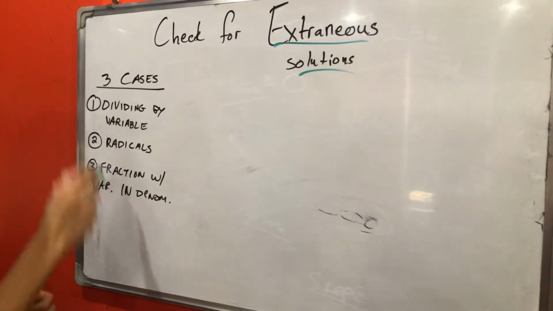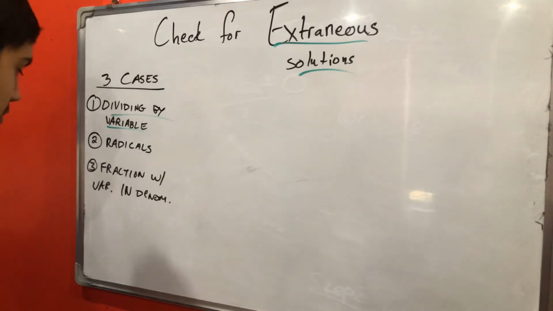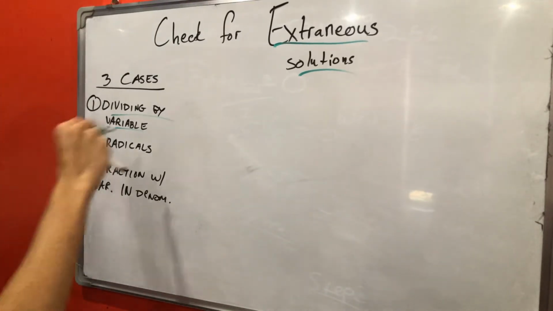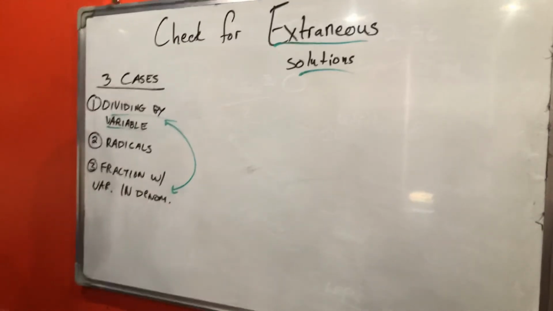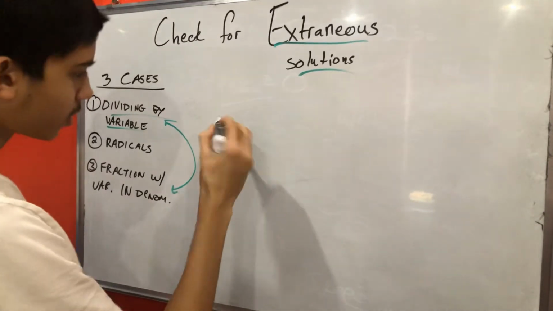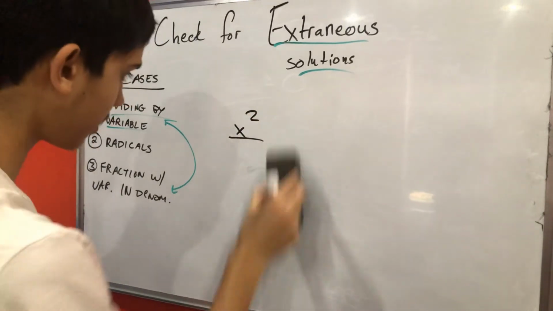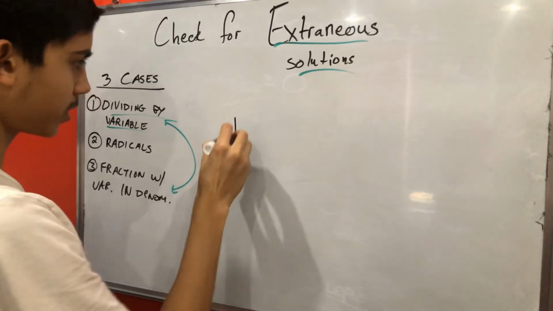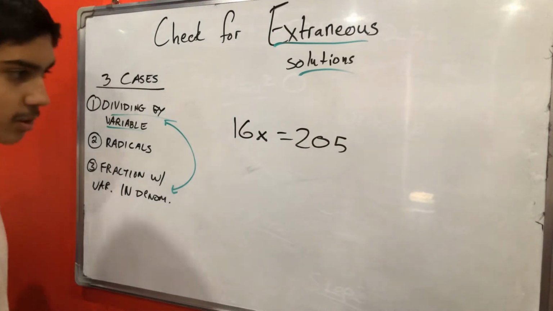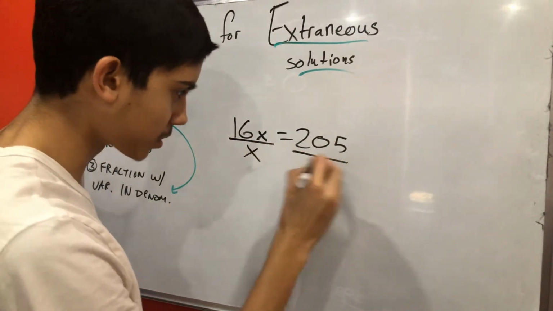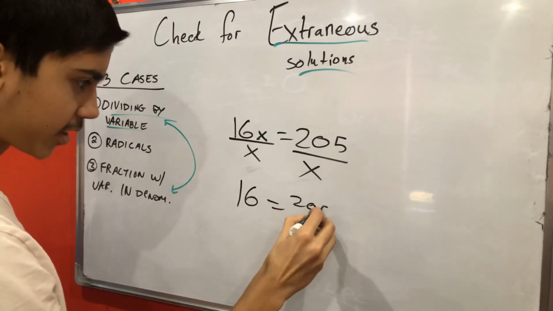These 3 cases are whenever we're dividing by a variable. Case 1 and 3 are very similar, but a little different, so we'll talk about those two first. Dividing by a variable is like this: you have x squared and maybe something we have to solve for x, and for whatever reason we want to divide by x on both sides, and then we will get 16 is equal to 205 over x.